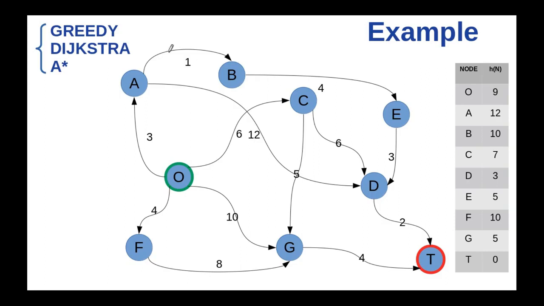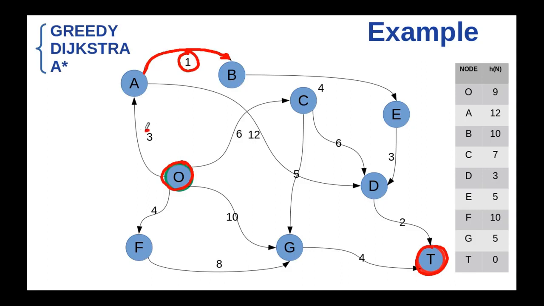Here we have a digraph. As you can see here, we have arcs that connect one node to a neighbor with an associated weight, and we want to find the optimum cost path, so the minimum cost path, in order to get from O, the origin, to the target. So we want to go from the origin to the target by the shortest path, by the minimum cost path.